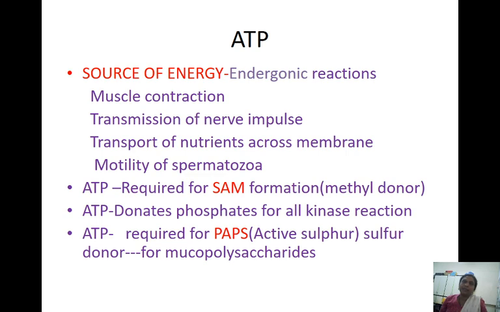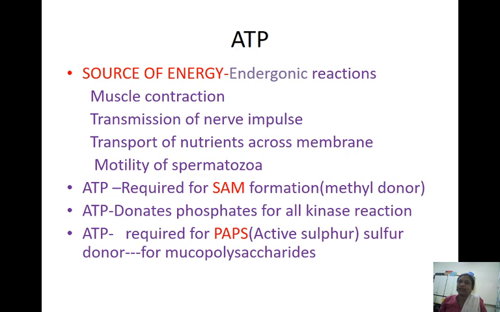Next, ATP is also required for the formation of SAM. What is SAM? SAM stands for S-adenosyl methionine, which is active methionine, and it is formed from methionine where the donor is ATP. Active methionine, SAM, is the methyl donor in all transmethylation reactions. Now ATP also donates phosphates for all kinase reactions. In metabolism, wherever kinase reactions are there, phosphate is required, and the phosphate donor is ATP.